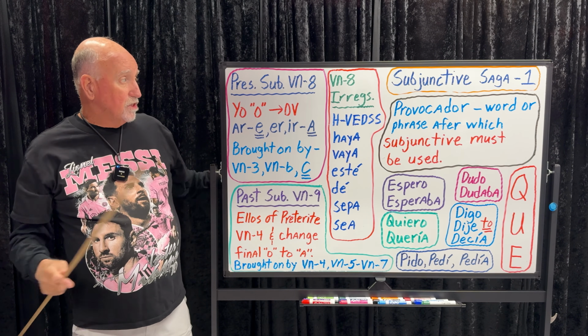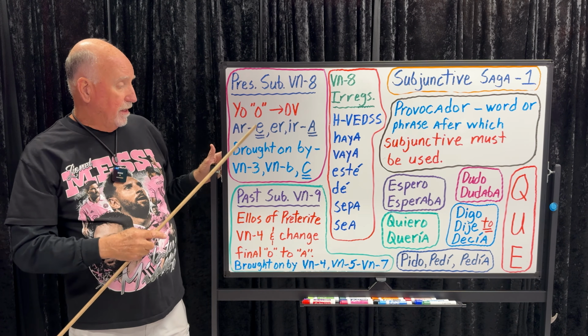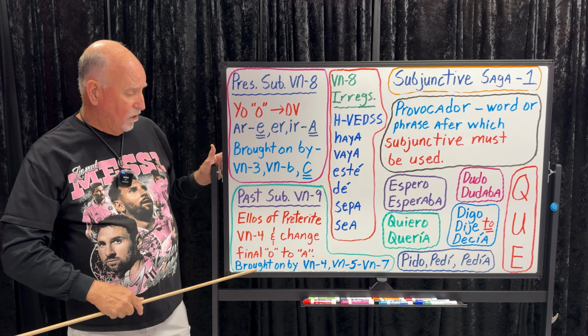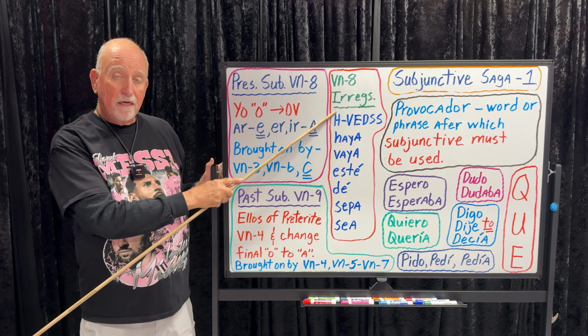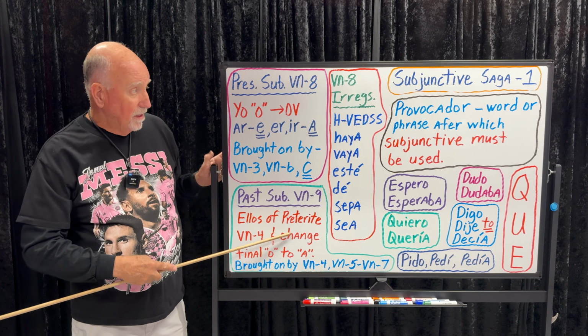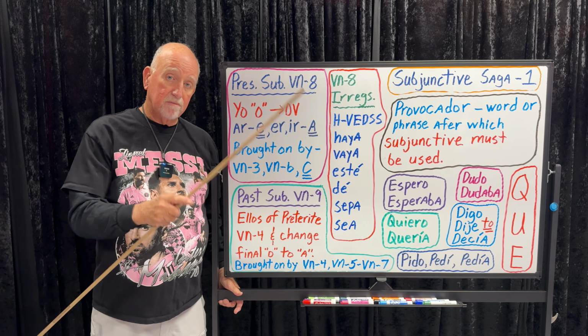Okay, so just to summarize, present subjunctive, you know how to conjugate it. You know what causes it. Past subjunctive, you know how to conjugate it, and you know what verbs bring on the past subjunctive. Here are the irregulars for the present subjunctive. There are no irregulars for the past subjunctive. A provocador is a word or phrase after which you must use the subjunctive.